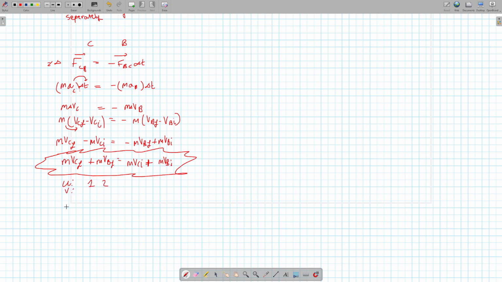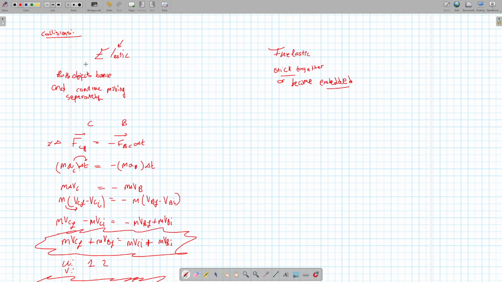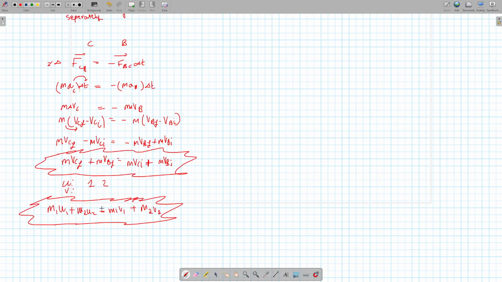Okay, for objects 1 and 2, in simple terms, m1 u1 plus m2 u2 is equal to m1 v1 plus m2 v2. Very nice. You can use this for both of these. Some people use one formula for elastic and one for inelastic. I don't like that. I can just substitute here and get the one there.